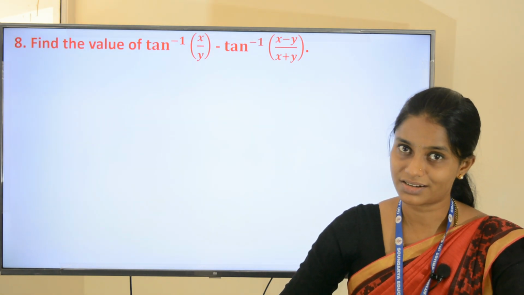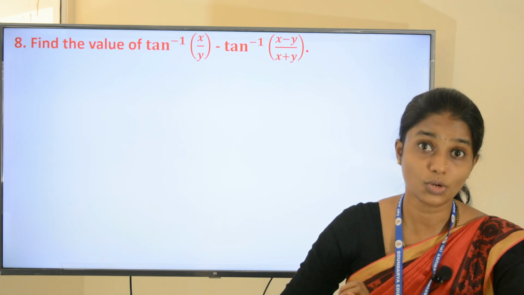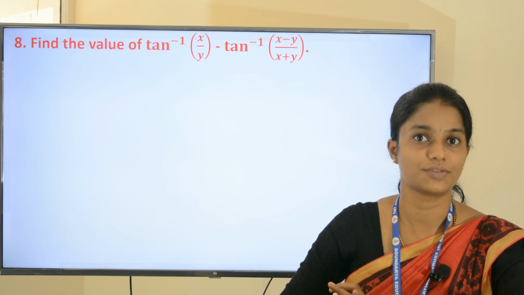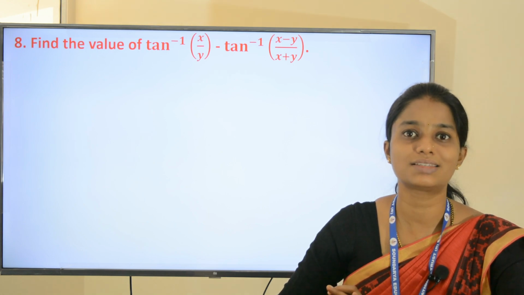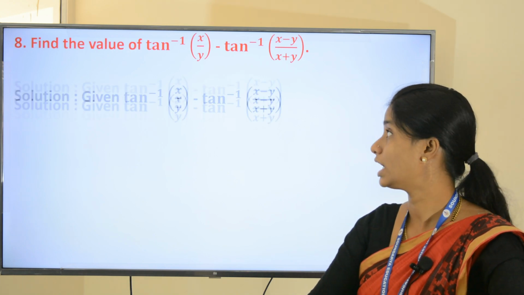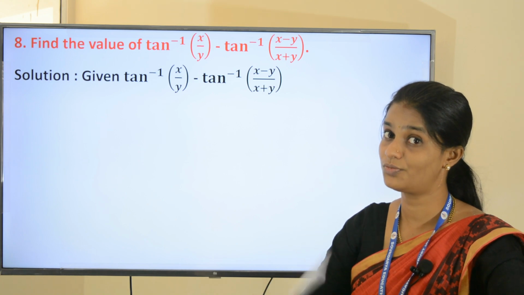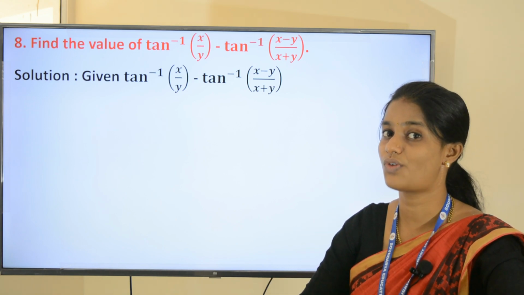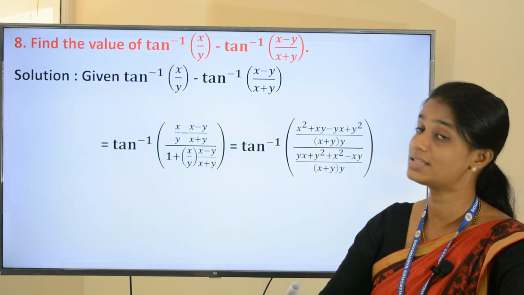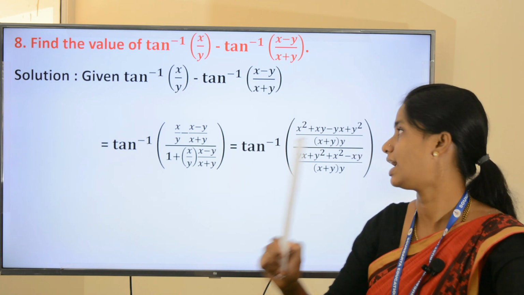So I'll repeat that result. Tan inverse x minus tan inverse y is equal to tan inverse of x minus y divided by 1 plus x into y. Okay. So I'll consider the given function, then apply the tan inverse x minus tan inverse y result. So what is the result, students? Tan inverse of x minus y divided by 1 plus x into y.